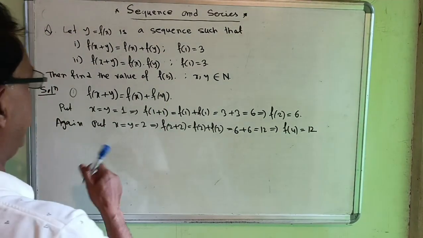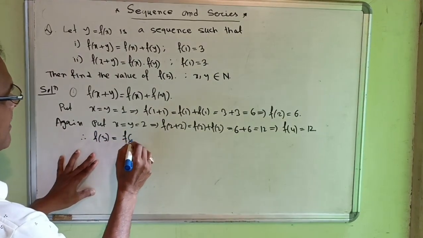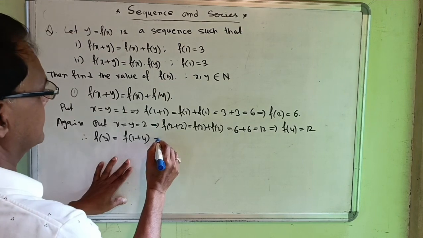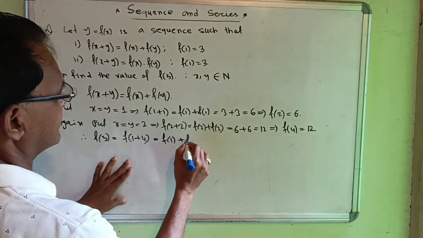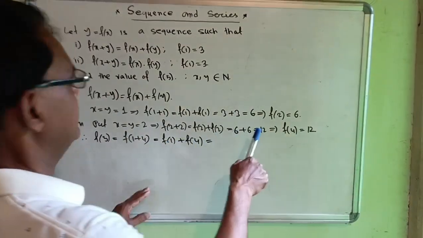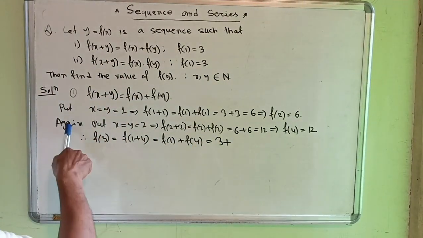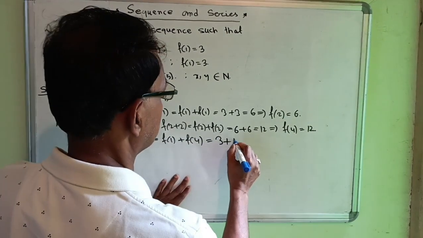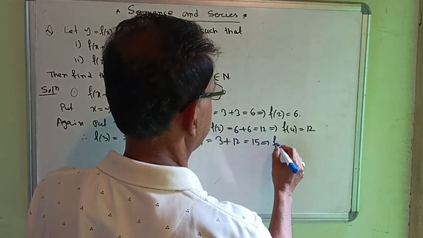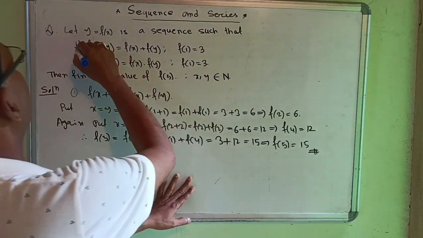Now we have to find f(5). Therefore, f(5) is equal to f(1 plus 4). By this rule, we get f(1) plus f(4). Now f(1) is given as 3, plus f(4), which we have already found to be 12. This implies we get 15. That means f(5) is equal to 15. That is the result of this question.